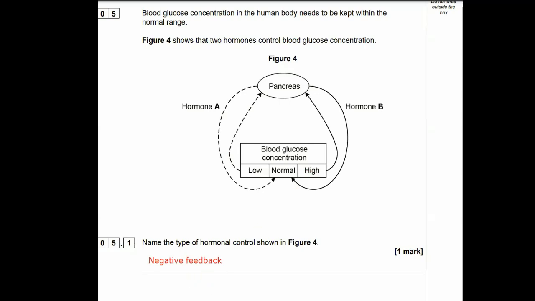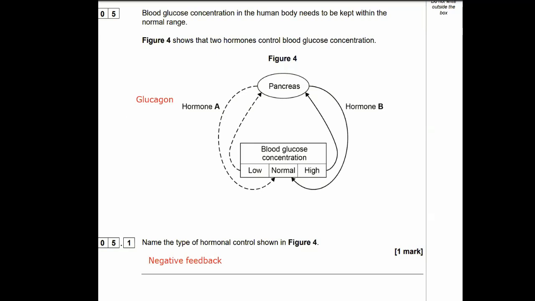Now we're going to be asked question 5.2. I'm not going to scroll down to it yet, but it's essentially going to say name hormone A and name hormone B. We can see here that when your blood sugar is low, hormone A is released, and this increases your blood sugar. The name of this is glucagon, and not spelt like that. Glucagon.